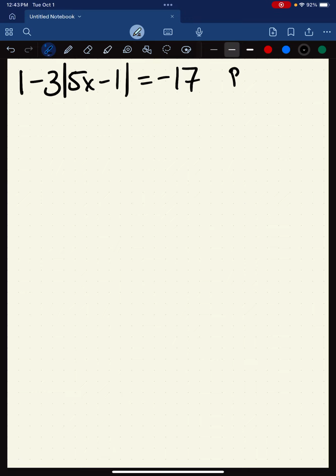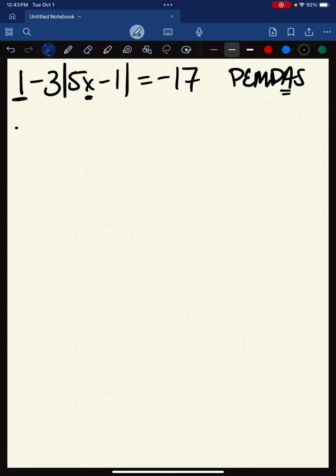Next, let's take a look at 1 minus 3 times the absolute value of 5x minus 1. Say that's negative 17. So the first thing I think we want to do, if you remember solving these things, whenever I mentioned at the beginning of the semester, is kind of work PEMDAS backwards. So the first thing I see here is we have something added on. So let's move it over to the other side.